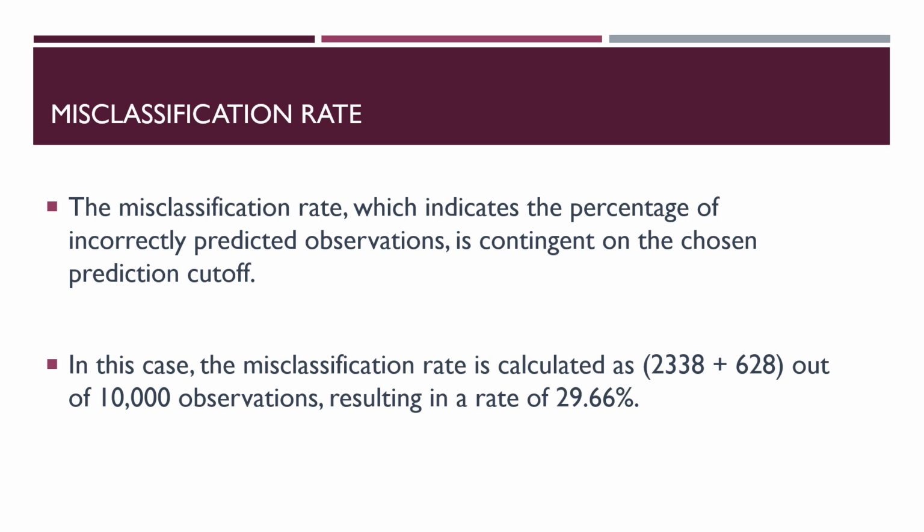Let us see how to find out the misclassification rate. The misclassification rate indicates the percentage of incorrectly predicted observation, which is contingent on the chosen prediction cutoff. Now, in this case, the misclassification rate is calculated as 2338 plus 628 out of 10,000 observations, resulting in a rate of 29.66%. So if you apply the model, there is a 30% chance that the model will incorrectly predict the customer to be a churn or a non-churn.